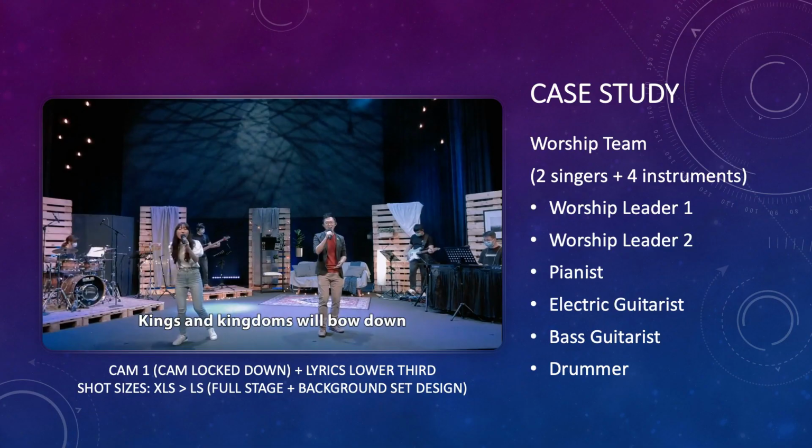Okay. Now let me go through some of the examples you can do with this four-camera setup. Camera 1 we will start off with is a wide shot. Like mentioned, it can be a lockdown camera. The lyrics lower third is added from the graphics. The shot size can vary between an extra long shot to a long shot. Show your full stage, the background, and your set design.